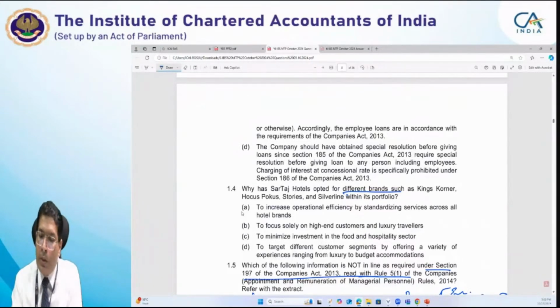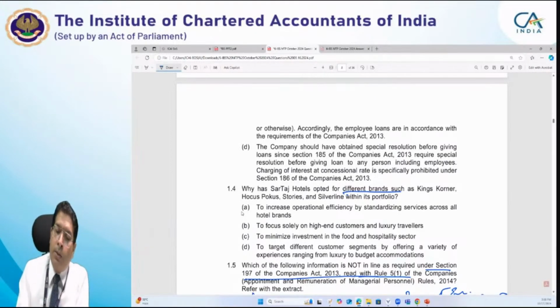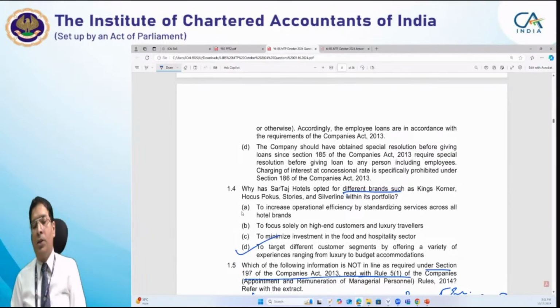Option A is to increase operational efficiency. Option B is to focus solely on high-end customer. And option C is to minimize investment in food and hospitality sector. And number four, to target different customer segment. I have already told you it is to target different customer segment. Therefore, answer D is correct.